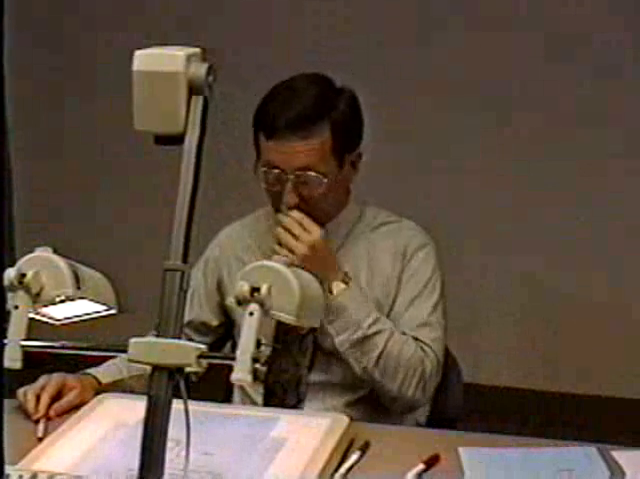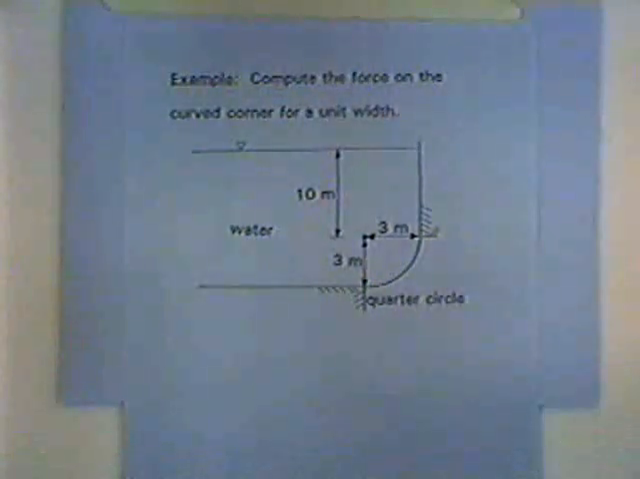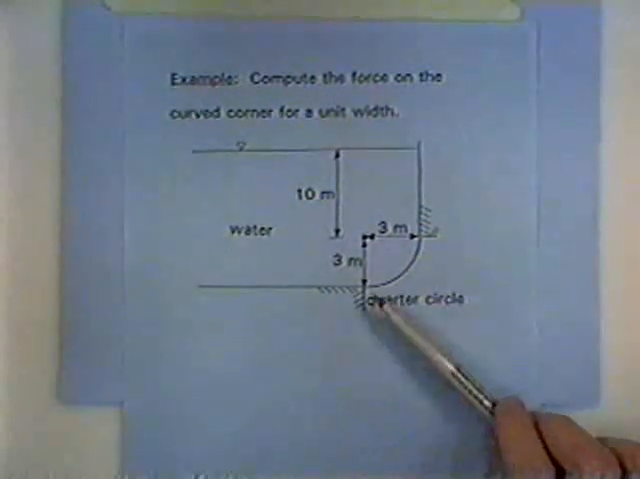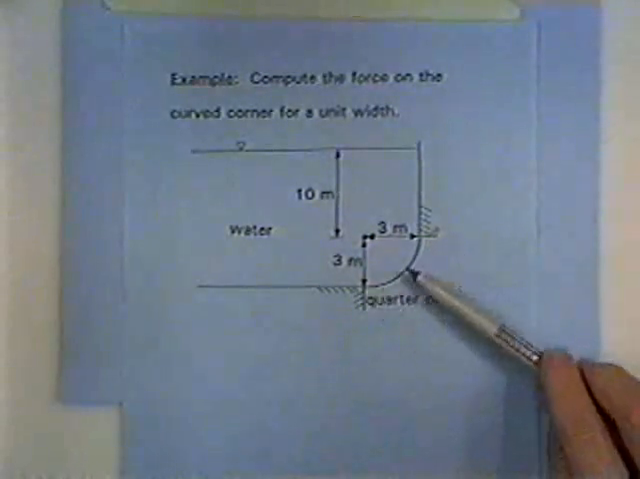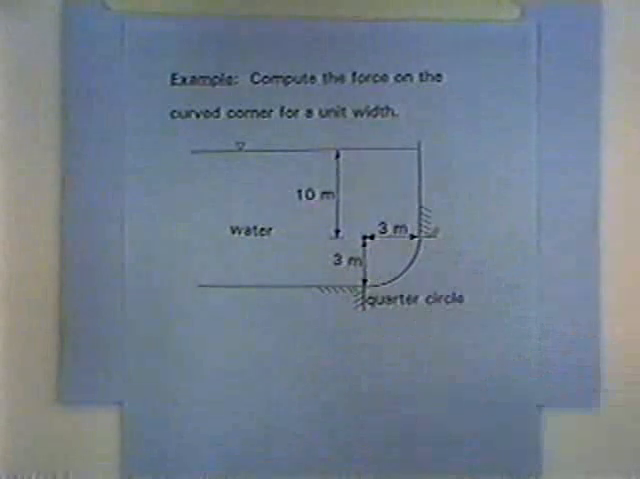Now we could take that same example problem and solve it using the same approach that we're about to use in this example problem. And so the approach we're about to do now is applicable to curved surfaces as well as plane surfaces, flat surfaces. And so to illustrate that, we're computing the force exerted on the curved corner by the water. And so we don't have a plane surface, we've got a curved surface, and it's in the shape of a quarter circle. And we're interested in the force exerted on it.